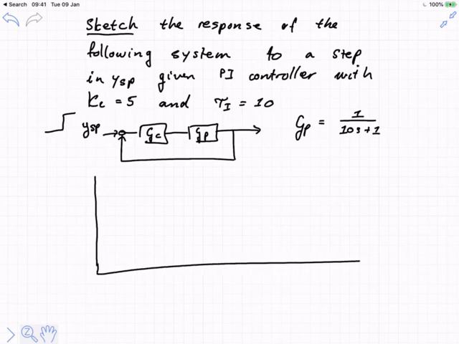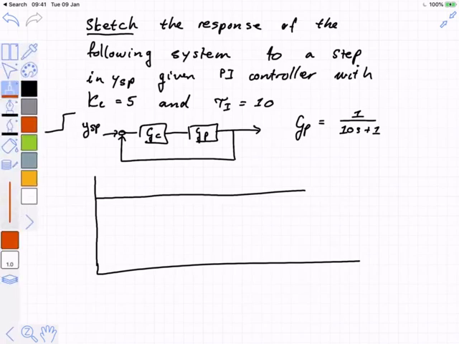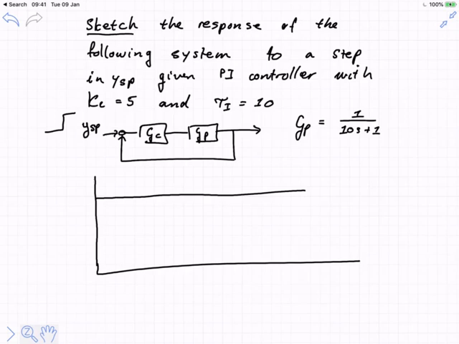And so now I know, from my memory of what step responses look like, the step response of this first order system, if I just had normal proportional control with that kind of high gain, I would expect a response which would be, so let's say, with Kc equal to 5.